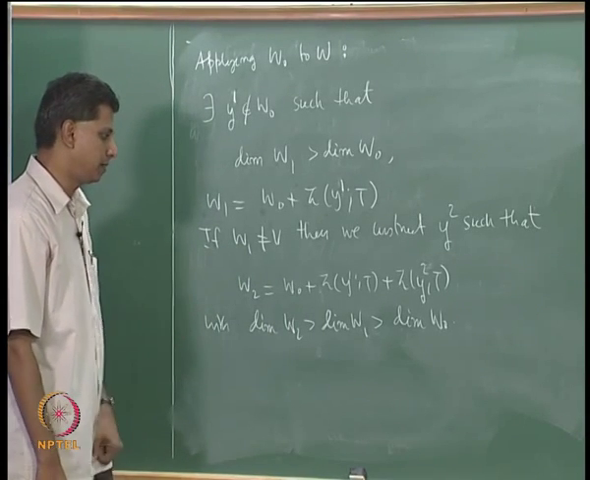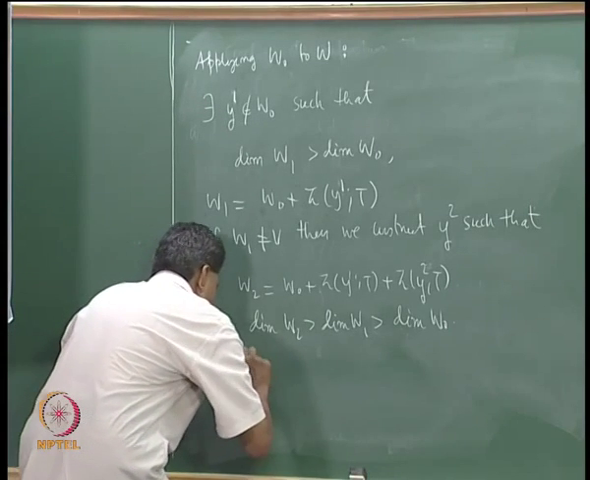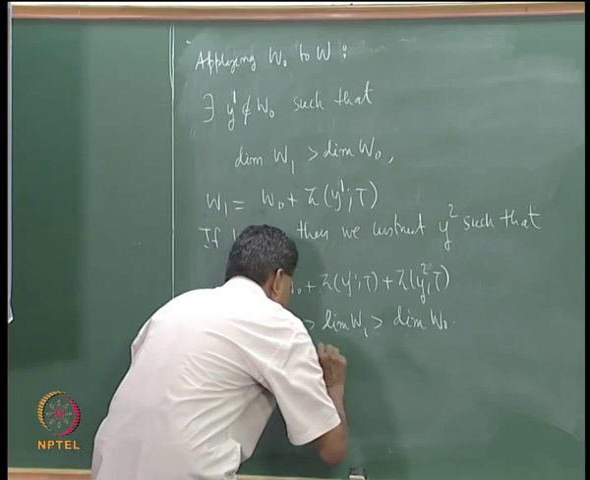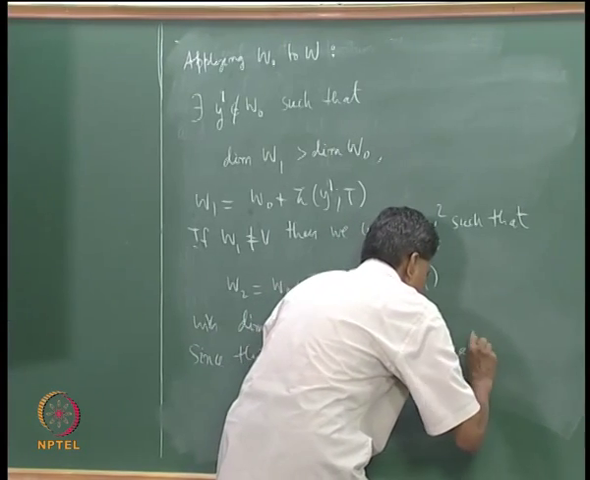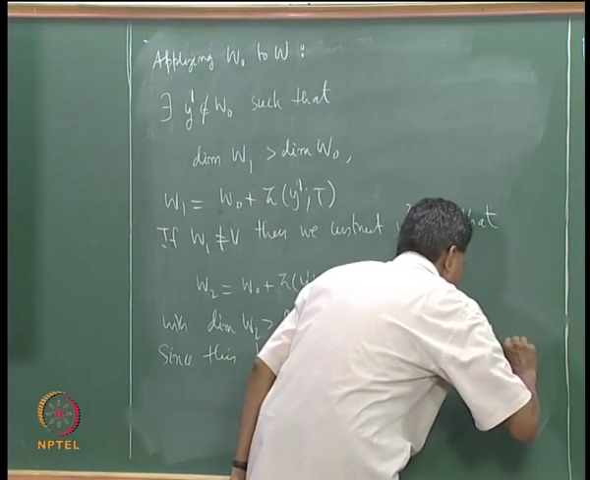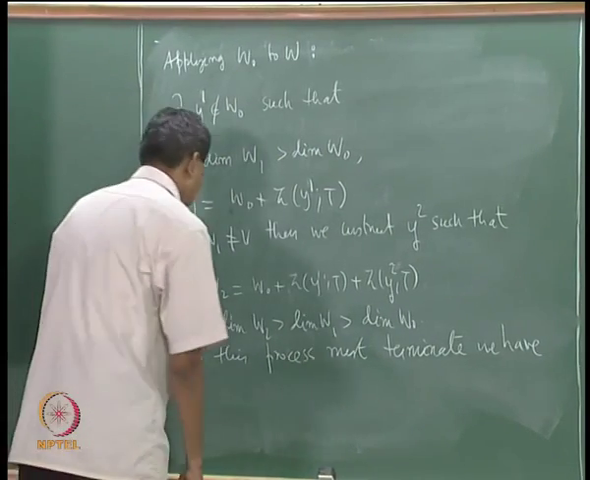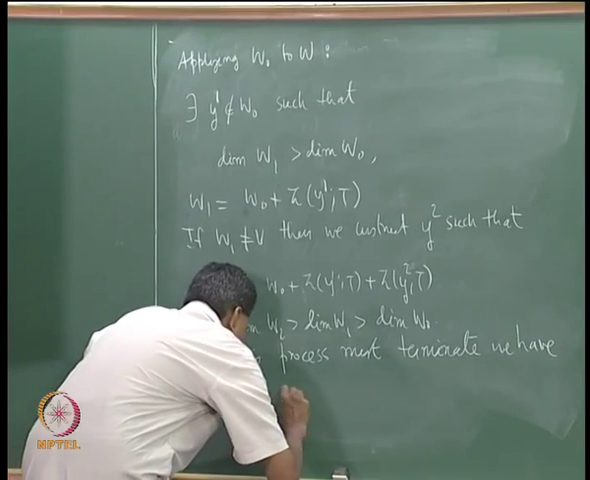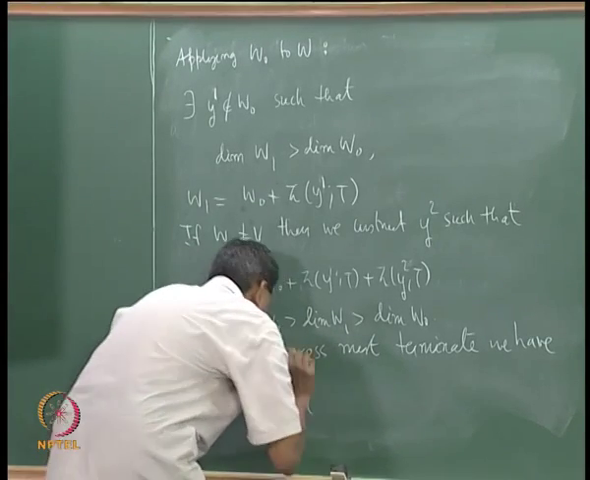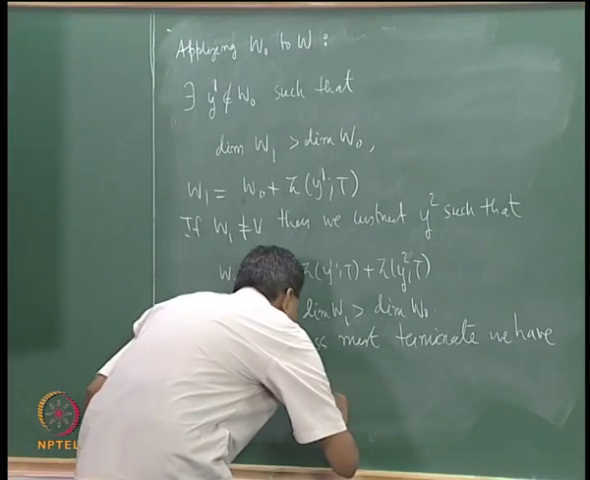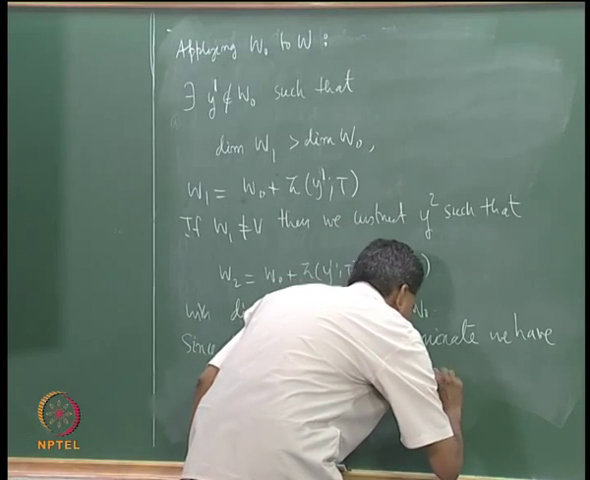This procedure has to terminate, and so I will simply say, since this process must terminate, we have after at most dimension V steps, V equals W naught plus, there is no direct sum, just the sum, W naught plus to begin with, in step 1, W naught plus Z(y1; T), Z(y2; T), etc., Z(yr; T).